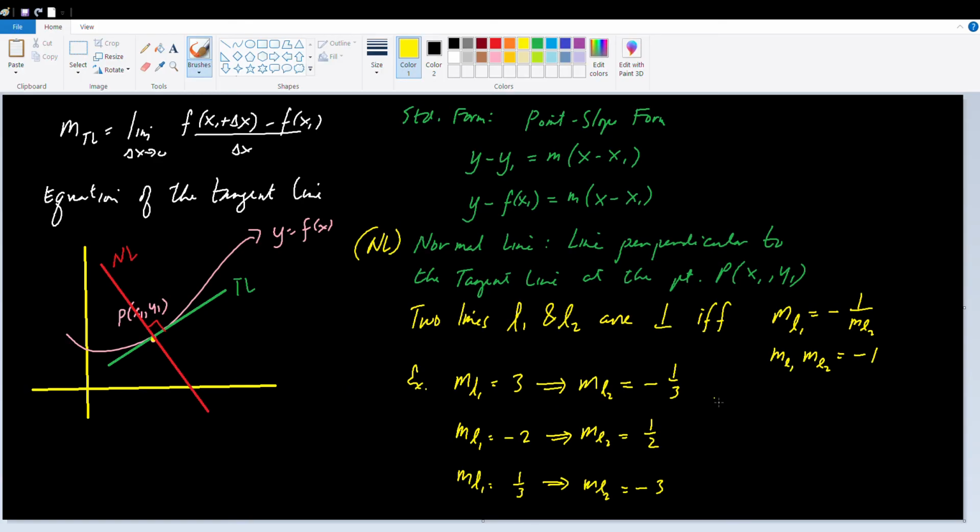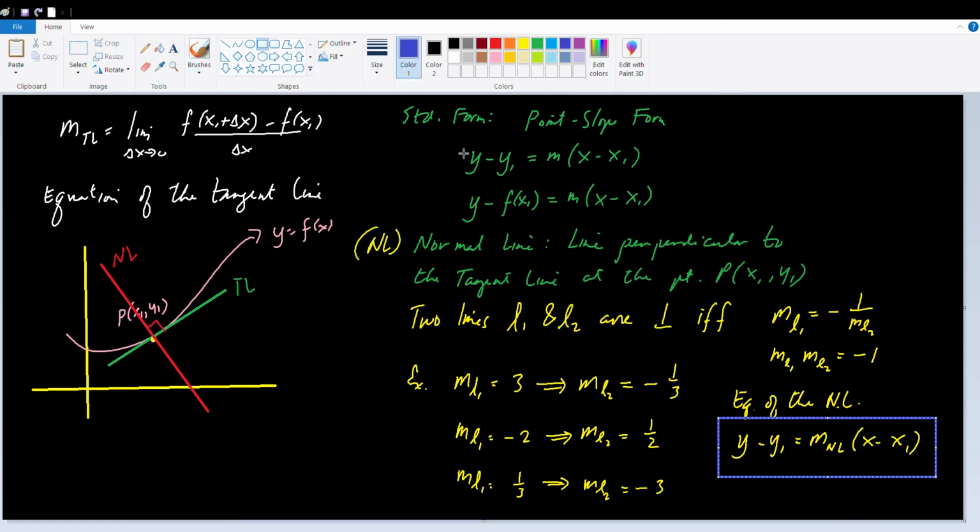And to find the equation of the normal line, we use the same standard form, y minus y1 equal to the slope of the normal line times x minus x sub 1. Okay? So the same standard form. One is for the tangent line and the other is for the normal line. So let us have an example.